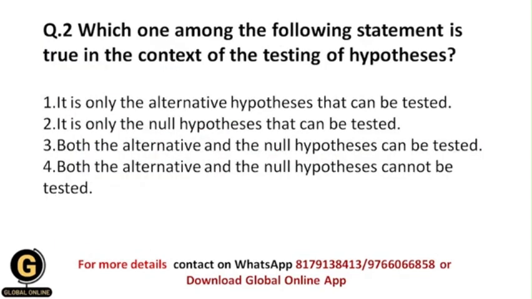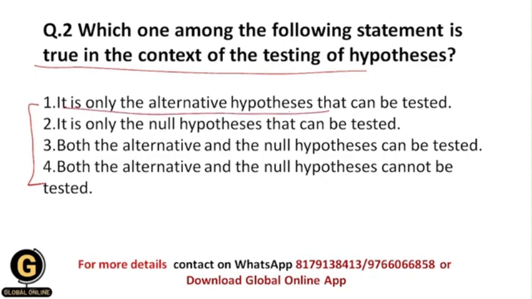Next is, which one among the following statements is true in the context of the testing of hypothesis? Among these options, which statement is true in regard to the testing of hypothesis? It is only the alternative hypothesis that can be tested. So whenever we test the hypothesis, at that time we only test the alternative hypothesis. It is only the null hypothesis that can be tested. So whenever we test the hypothesis, there is only the null hypothesis that we test.